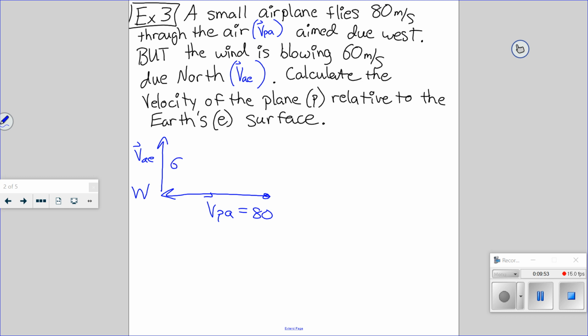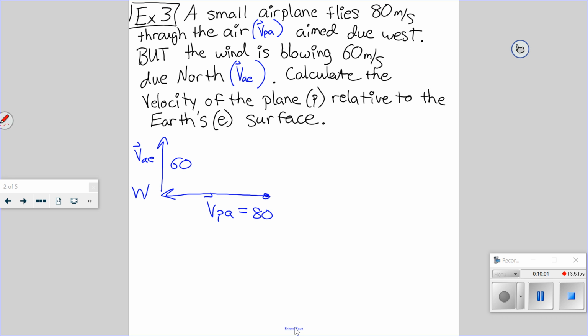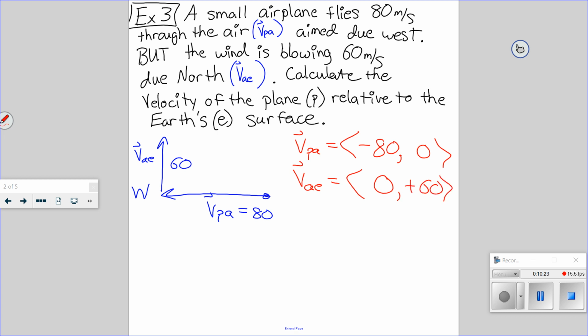In my silly vector notation, I would say VPA is negative 80 in the x direction, because we try to fly due west, and 0 in the y, and then V air to the earth is 0 in x, and it's going 60 up in the y direction. So I like to write them in a little table, like it's a giant addition problem. Or you could actually make a table if you feel like it.